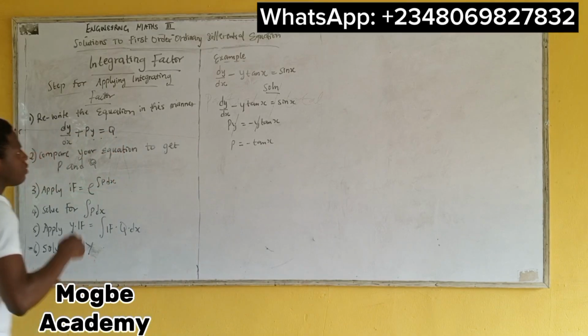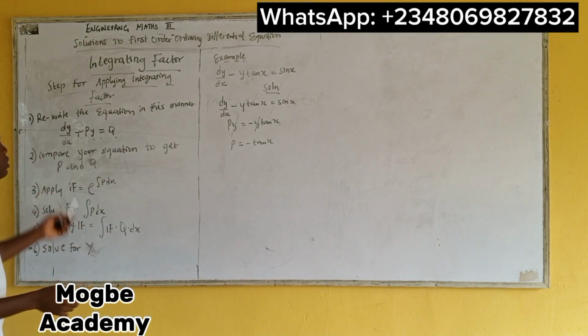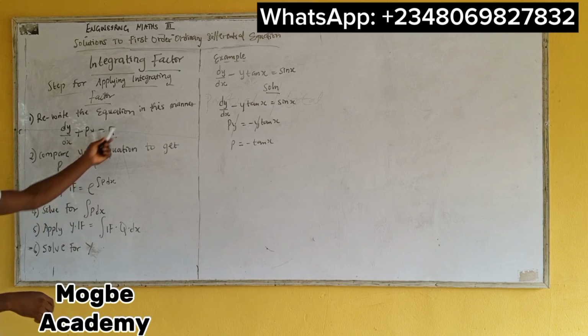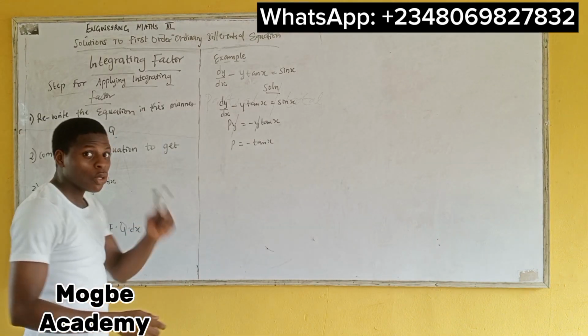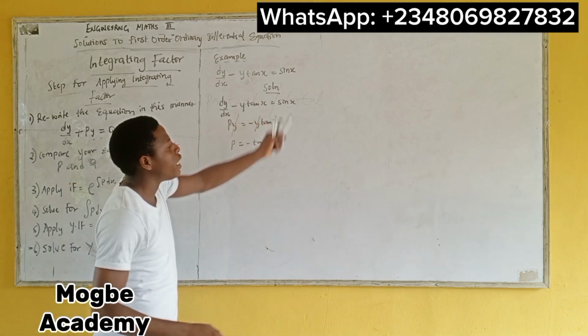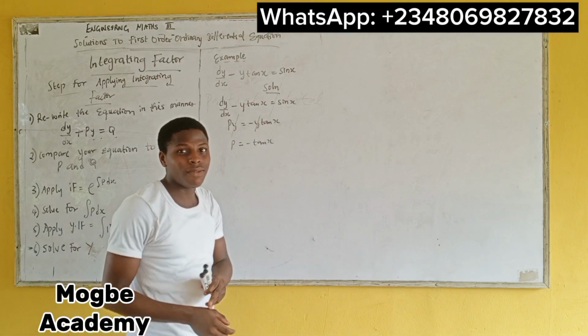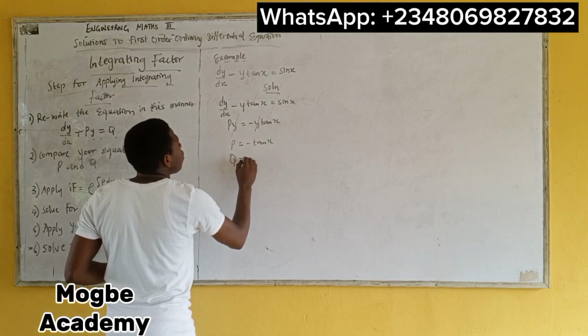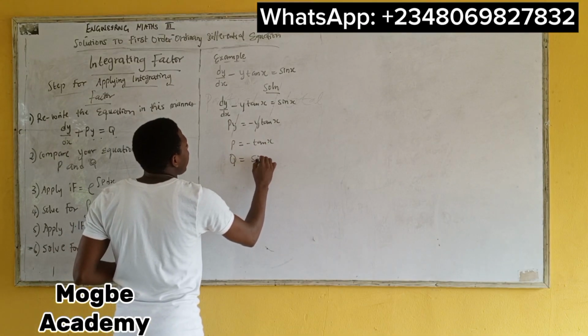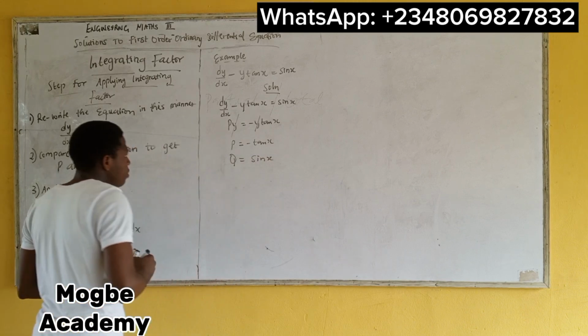What's the next thing? The next thing is to make Q stand alone. So we know that our Q is the other side of the equation. So what's in this other side of the equation is our Q. But note, if you have 0 here, then you cannot use your integrating factor. You use another method. Now, Q is equal to sine x.